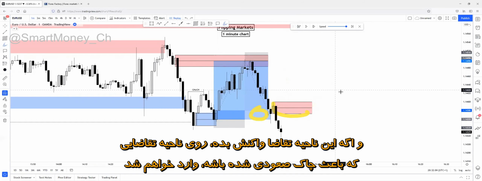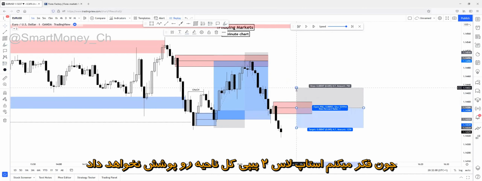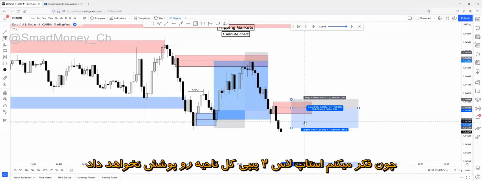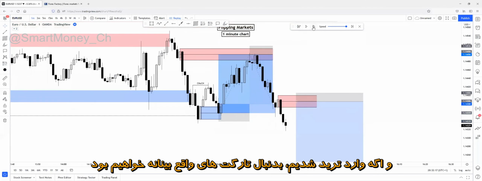So as I said, I'm setting a limit order on this supply zone and the 50% of this zone, because I believe the 2-pip stop loss won't be able to cover the whole zone. And we'll be looking for realistic targets if we get tagged in.